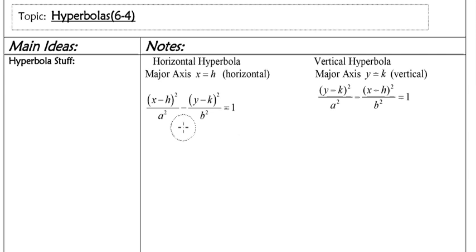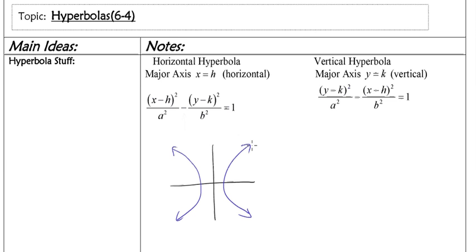Let's go ahead and play around with them a little bit. So a horizontal hyperbola, if it's going to be opening towards its x-axis, here's a rough sketch of a horizontal hyperbola. Notice that it's opening to negative x and to positive x, not to y. Whatever the positive fraction is of the two, that's the direction it's going to be opening.